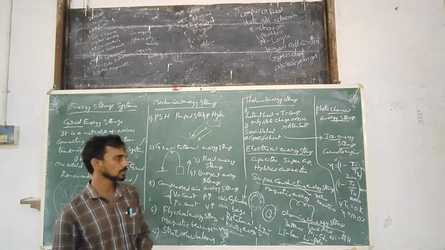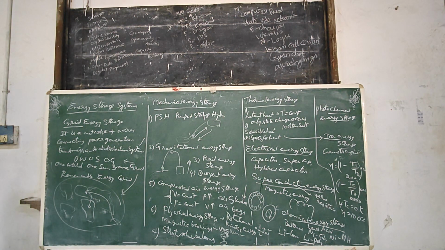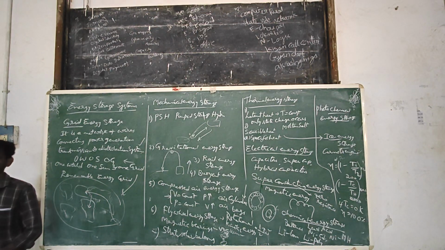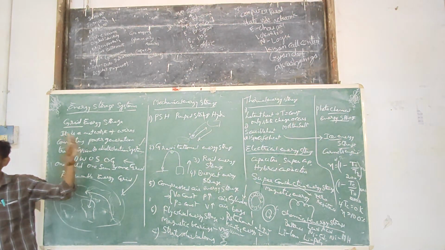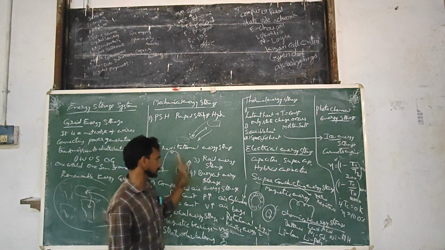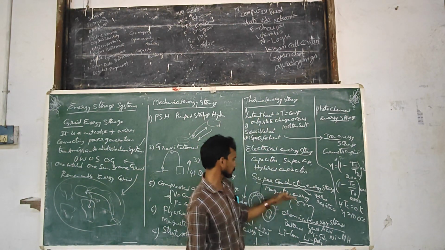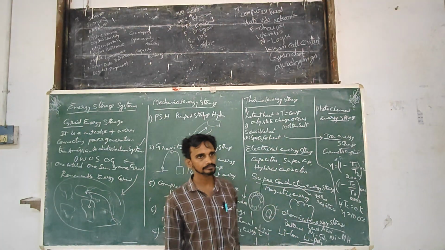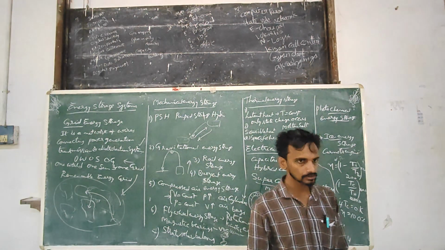Okay, so these are various energy storage systems developed for renewable energy resources. Grid energy is most required. Others are mechanical energy, different types of mechanical energy, thermal energy, electrical, superconducting, chemical, photochemical. That's all. Okay, next topic we will see in the next session.